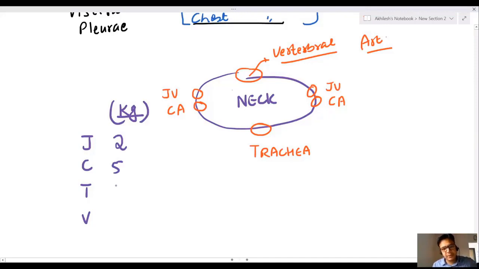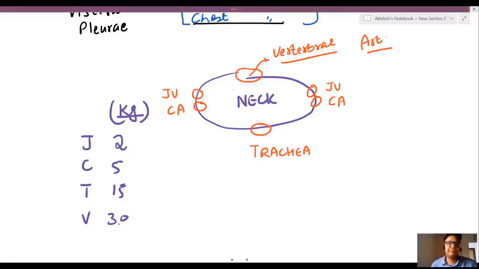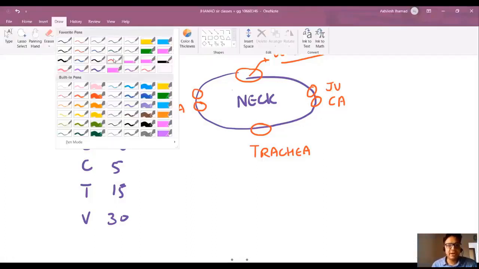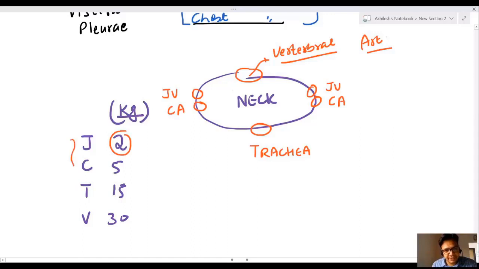For jugular vein, 2 kilogram. For carotid artery, 5 kilogram. For trachea, 15 kilogram. For vertebral artery, 30 kilogram. This amount of pressure is required to obstruct these structures. You can get a question on minimum pressure required. You can remember by JCTV.